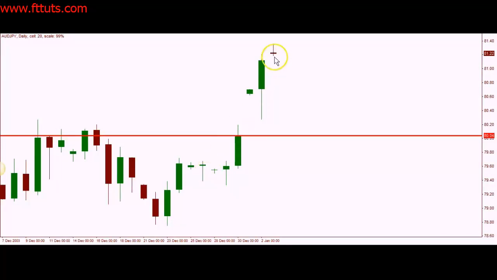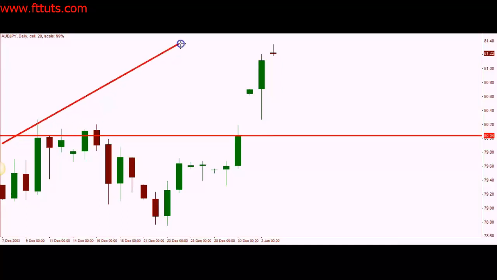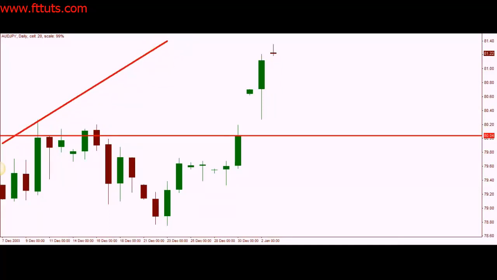a move back to support levels where we can trade with the trend of the market. You can see the trend of the market is to the upside, and if that's the case, then we're going to be looking to trade much like we did last time.